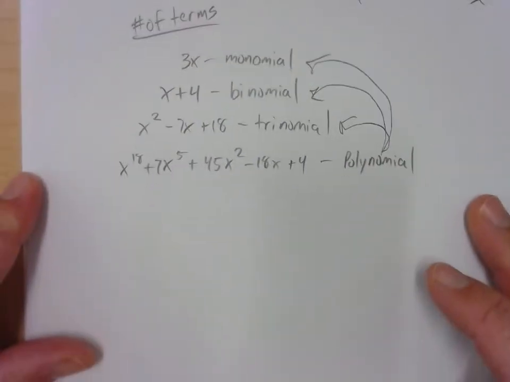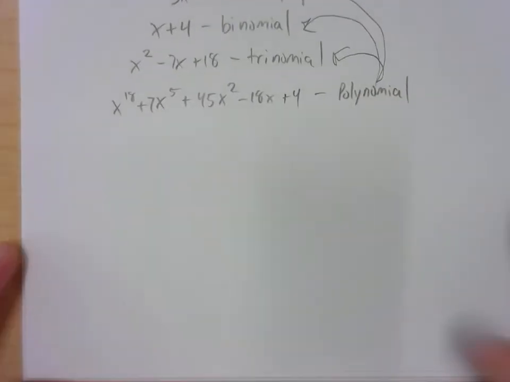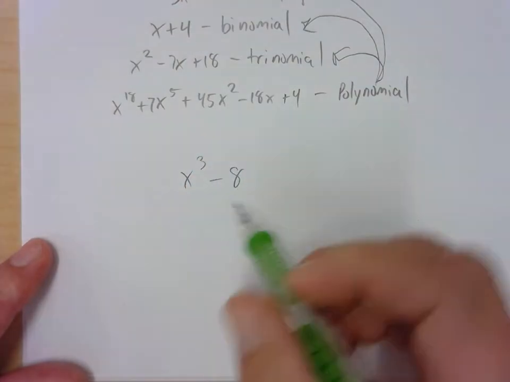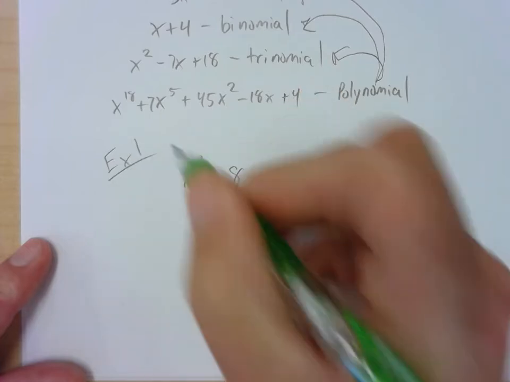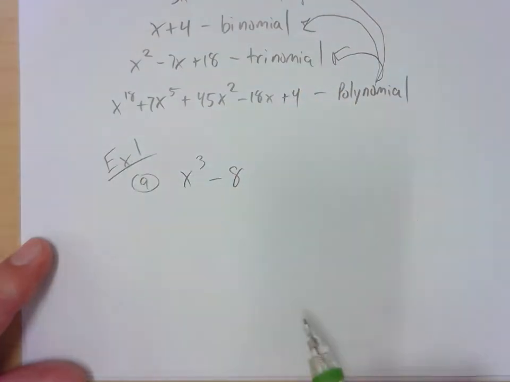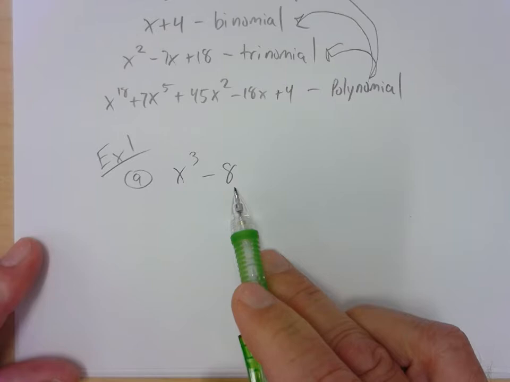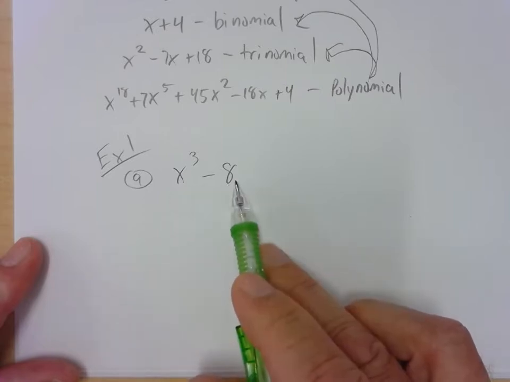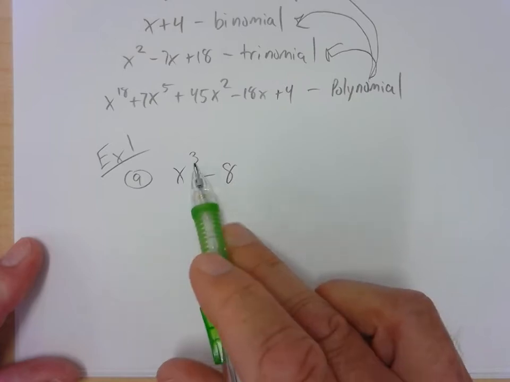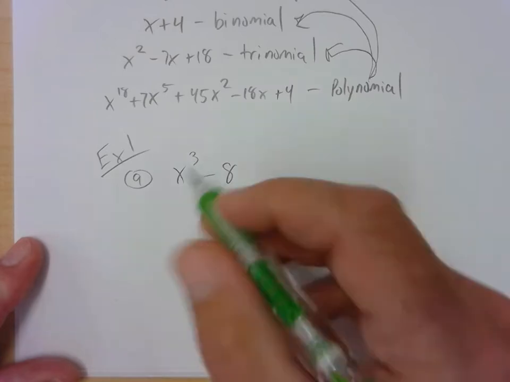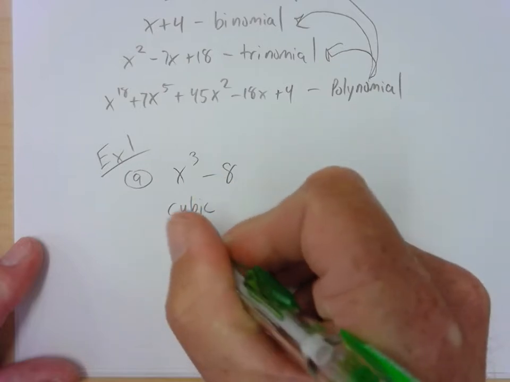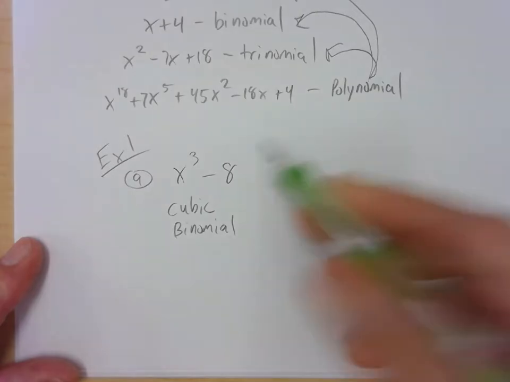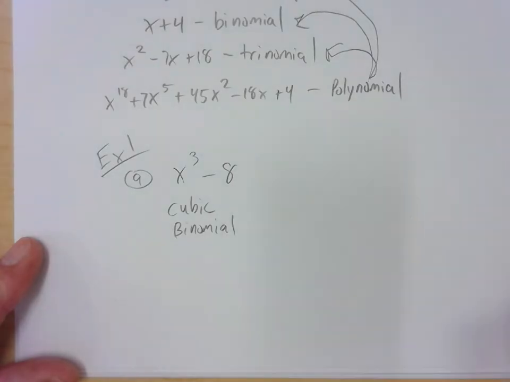Well, no, before we do that, let's just name some things here. If I have x cubed minus 8, this would be example 1A. It has two terms, so it's a binomial, and it has the highest power of 3, so we call it a cubic binomial. And of course, it's a polynomial too, but more specifically, it's a cubic binomial.